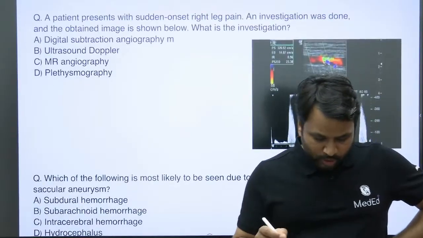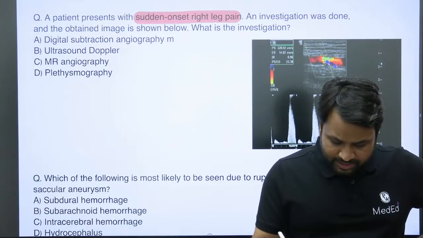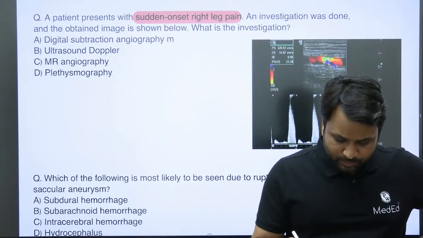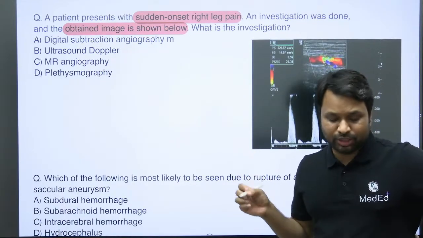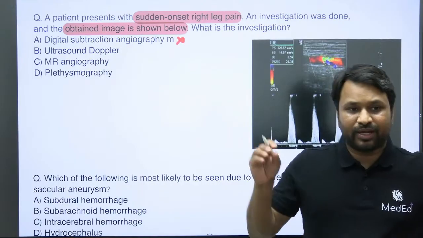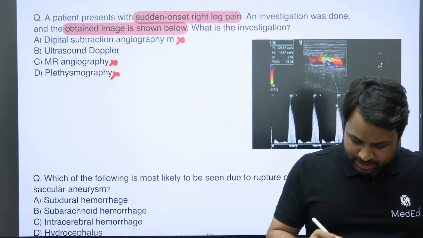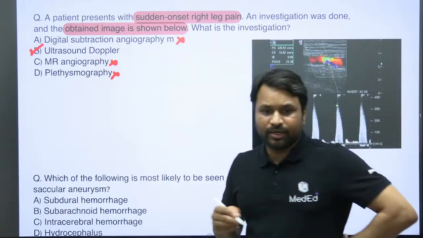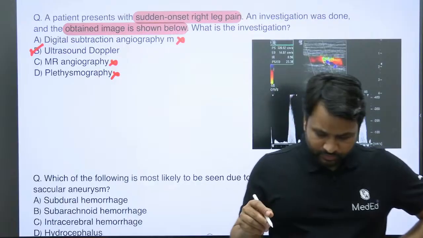Okay, going on to the next one. A patient presented with sudden onset of right leg pain. Investigation was done and the image shown below was obtained. What is this image? It is not a DSA, because you would have an imaging prospect. It does not look like an MR, and not a plethysmography. It is a USG Doppler, your ultrasound Doppler. Okay.